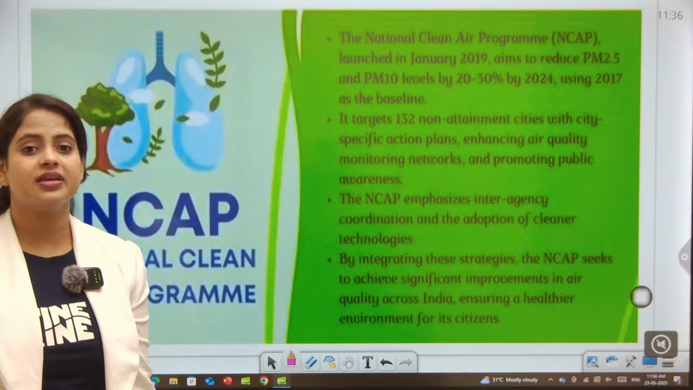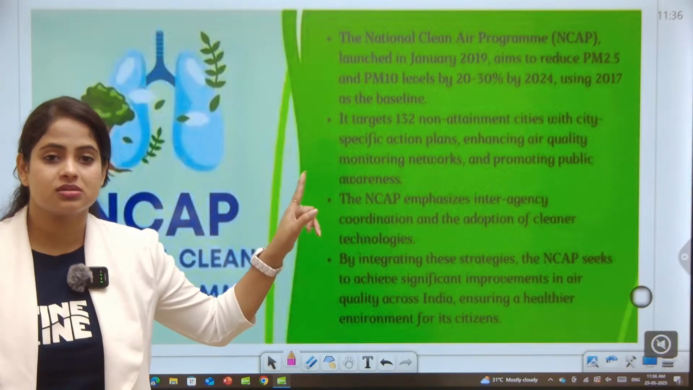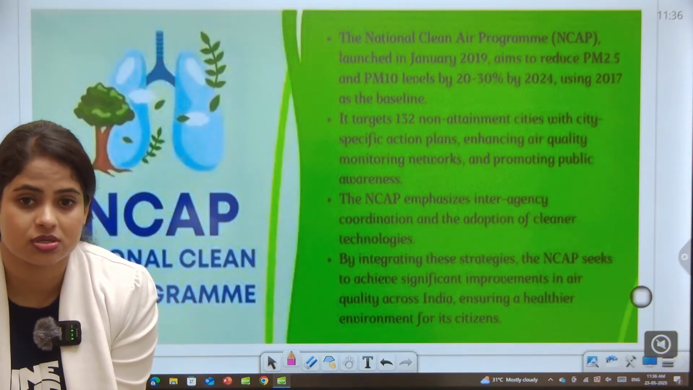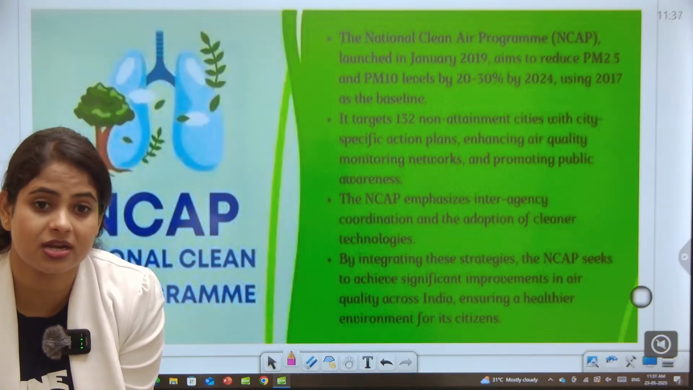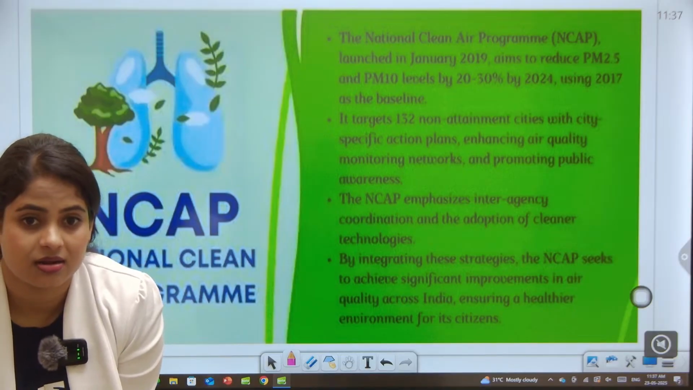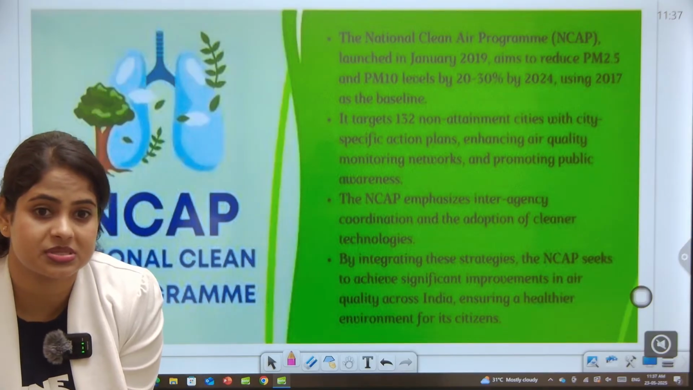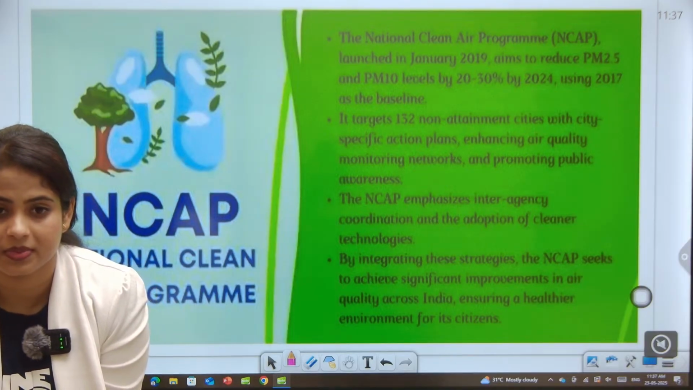The National Clean Air Program, launched in January 2019, aims to reduce the particulate matter 2.5 and the particulate matter 10 levels by 20 to 30% by 2024, using 2017 as the baseline. Clear?